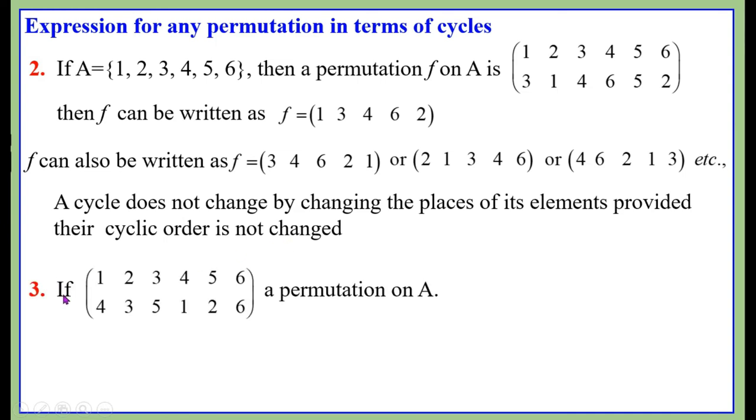Third example: if the permutation F, with first line 1, 2, 3, 4, 5, 6 and second line 4, 3, 5, 1, 2, 6, is a permutation on A, then F is not a cyclic permutation. 1 goes to 4, 4 goes to 1. Then 2 goes to 3, 3 goes to 5, 5 goes to 2, 6 remains unchanged. But this F can be written as a product of two cycles, namely 1 to 4, 4 to 1, that is one cycle, then 2 to 3, 3 to 5, 5 to 2 is another cycle. That is, this F can be written as a product of two cycles.